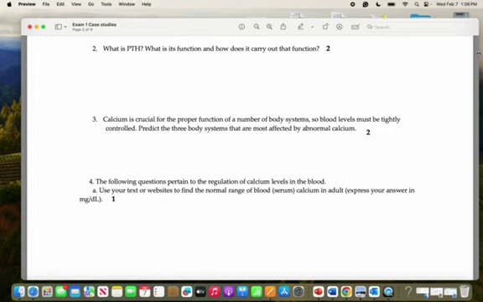So 3 systems: digestive, urinary, and skeletal system. You should have read about this in your 208 bones and skeletal system chapter. If you don't remember, go back and review these homeostatic pathways there. And of course it's also in the endocrine system. So questions 2 and 3 are related to each other. Alright, we'll go into the next one.